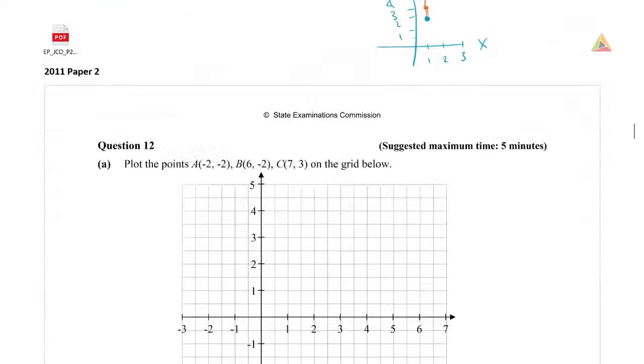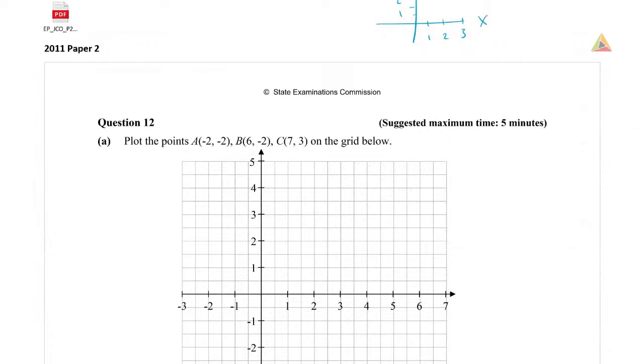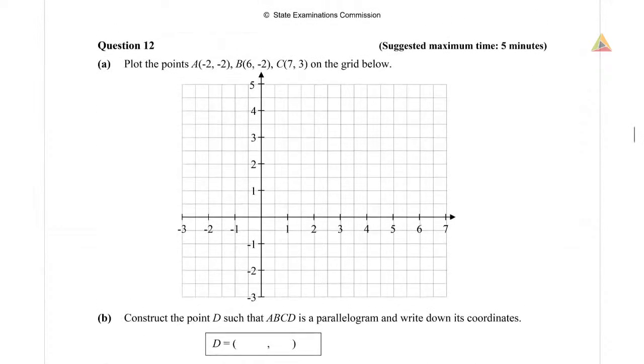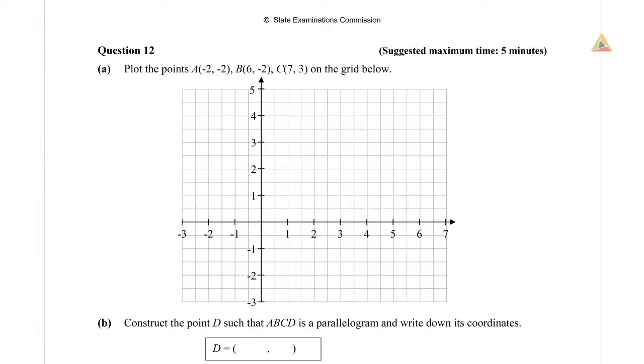Okay, so we're on to the papers now. So the first question I have there is 2011, paper 2, question 12. Okay, so it asks us first of all to plot the point (-2, -2). So that's your x coordinate, that's your y coordinate. So go to where -2 is on the x-axis. So I'm going to mark it in here with an X, and we go to where -2 is on the y-axis as well. I'm going to mark this in with an X.